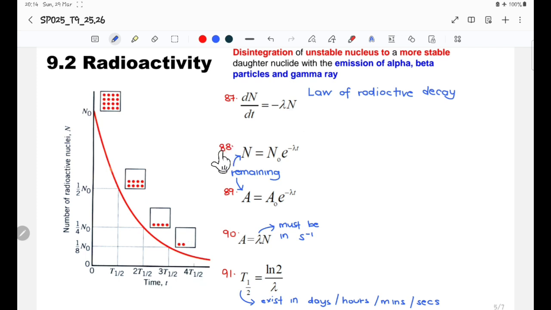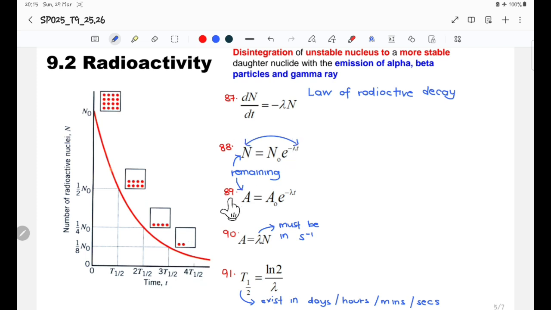Alright, and then we have equation 88 where we have N equals to N naught exponent negative lambda t. So N naught is the initial sample, the starting before the decay happens, and N here is the remaining sample after a certain time, that corresponds to this time here. And then we have lambda, decay constant, right?